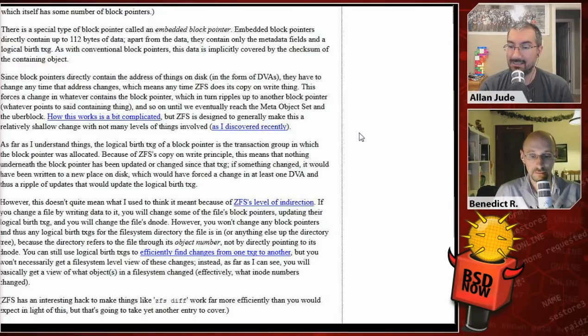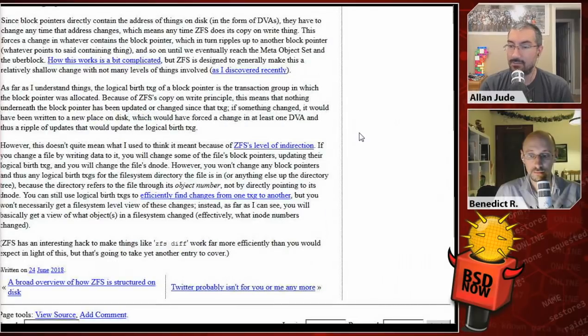Since block pointers directly contain the address of things on disks in the DVAs, they have to change anytime that address changes, which means anytime ZFS does a copy on write thing, this forces a change of whatever contains the block pointer, which in turn ripples up to the block pointer that pointed to that, because now the checksum is going to have changed, and which block pointer you're pointing to, and so on. And so on until eventually you reach the meta object set, which is the top level metadata for each dataset. And then the uberblock.